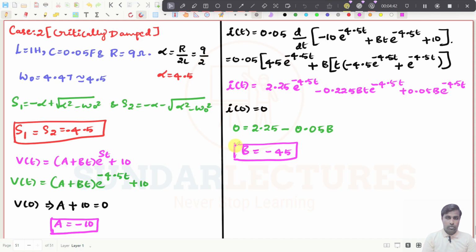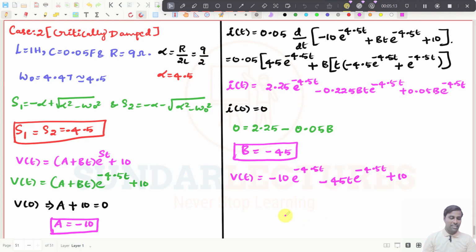B is equal to minus 45. And now you can write down the expression for v of t. What v of t will be, a value will be minus 10, right? So what you will get is minus 10 e power minus 4.5 t inside. So this value will be minus 45 t e power minus 4.5 t plus 10.